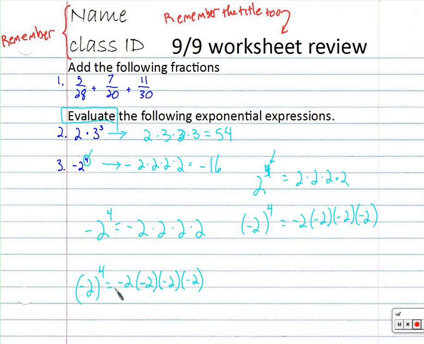So, score each one of those out of 5. Score the whole thing out of 15. Pass it back. After you get a look at yours, pass it to you.